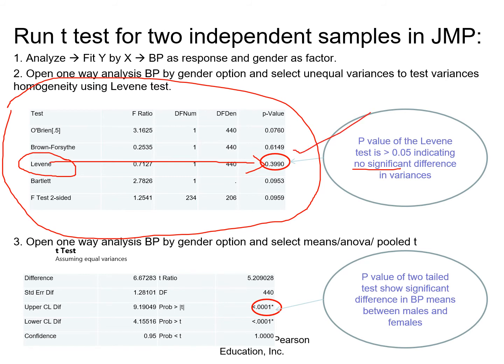Next, we run the test, and this is the test statistic. The value of t is 5.209. Don't care much about the value of the test statistic, but the important value is the p-value. Here it is less than 0.0001. So the p-value of the two-tail test shows a significant difference in blood pressure between male and female, because the p-value is less than 0.05.